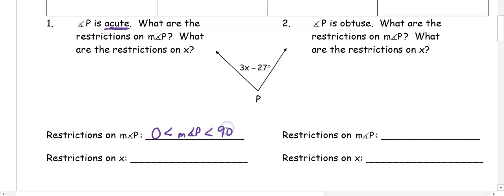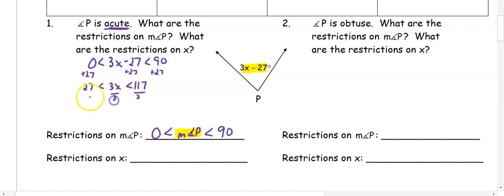Then when we want the restrictions on x, we're going to take what this angle is, and we're going to put it in here and solve for x. So when we rewrite this equation, we have 0 is less than 3x minus 27, which is less than 90. So to solve a compound inequality, whatever we do in the middle to get the x by itself, we need to do to both sides. So first thing we're going to do is add 27. So we get 27 is less than 3x, which is less than 117.